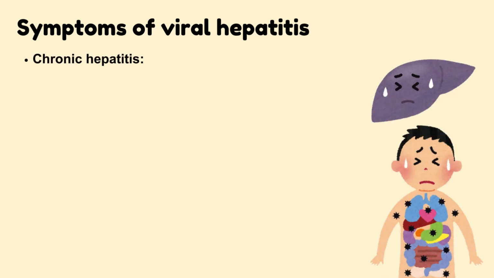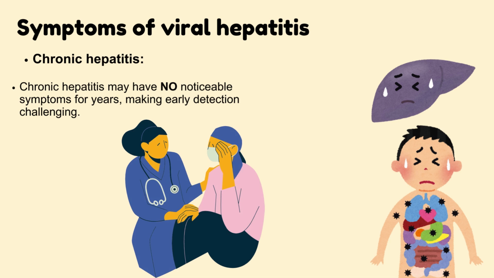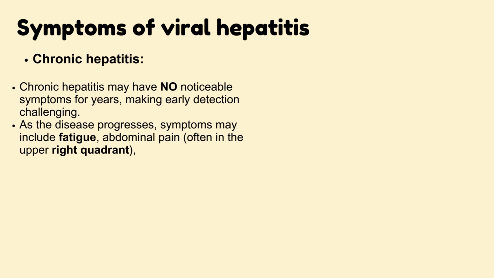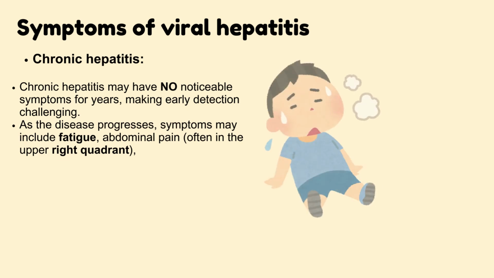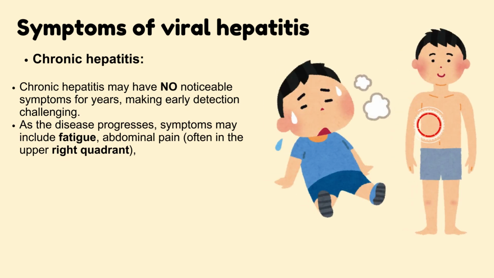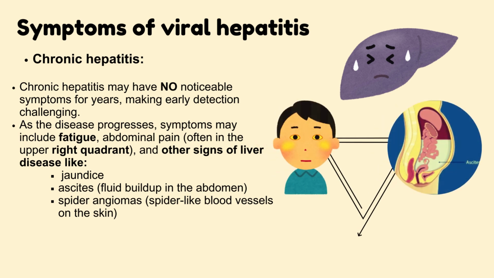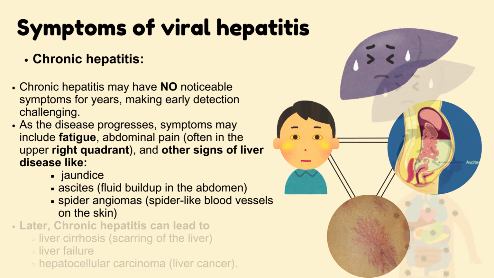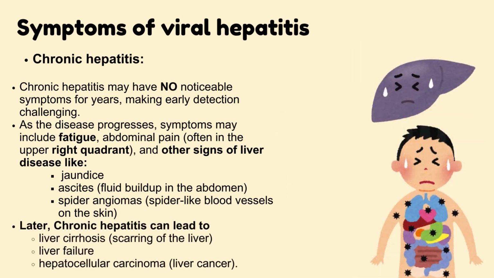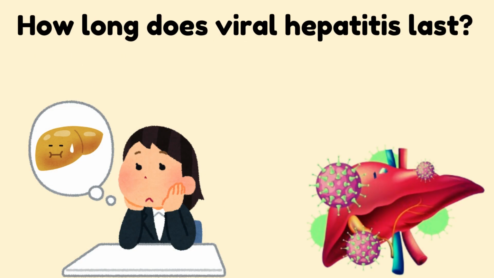Chronic hepatitis. Chronic hepatitis may have no noticeable symptoms for years, making early detection challenging. As the disease progresses, symptoms may include fatigue, abdominal pain, often in the upper right quadrant, and other signs of liver disease like jaundice, ascites, fluid buildup in the abdomen, and spider angiomas, spider-like blood vessels on the skin. Later, chronic hepatitis can lead to liver cirrhosis, scarring of the liver, and liver failure, and in some cases, hepatocellular carcinoma, liver cancer.